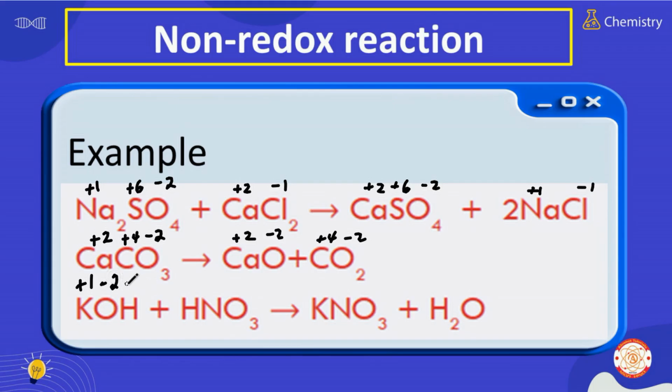Similarly, what is oxidation state of potassium? +1, oxygen -2, hydrogen +1, +1, +5, -2, +1, +5, -2, +1, -2. There is no change in oxidation state. Therefore, this is also another example of non-redox reaction. So this is how you identify which reaction is redox reaction and which is not.